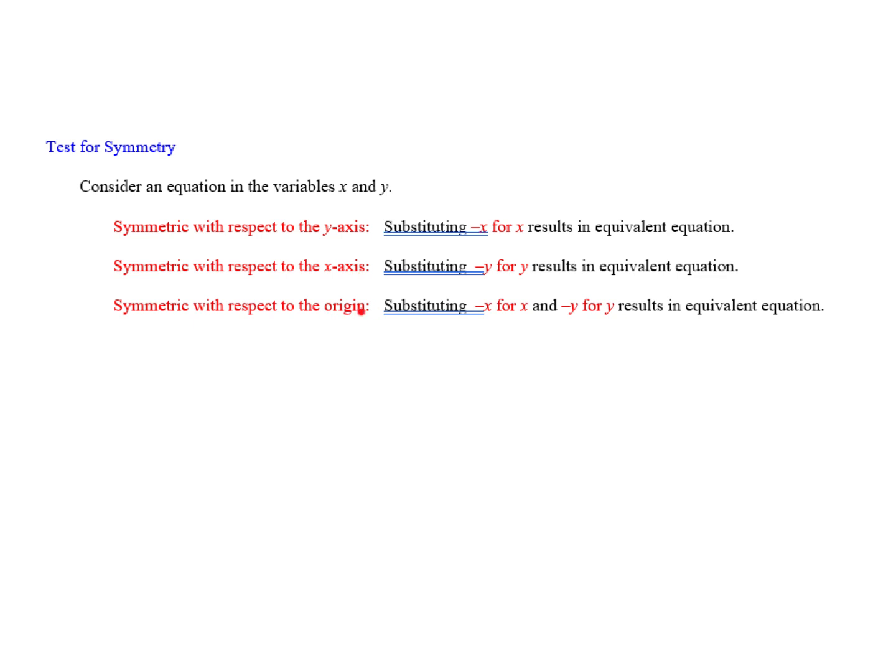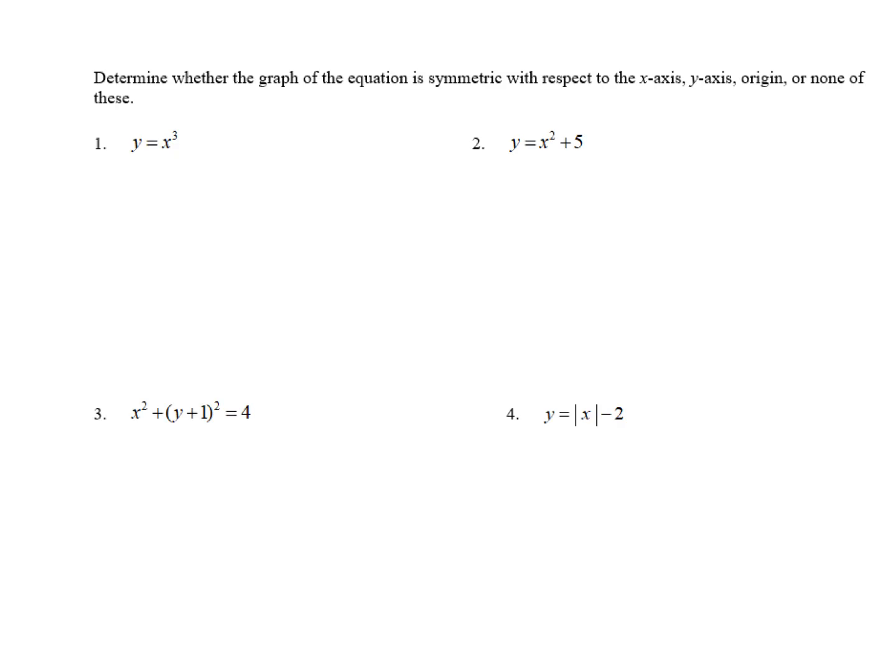Symmetric with respect to the origin is going to be substituting negative x in for x and negative y in for y, and seeing if you get an equivalent equation. So let's do some examples. Let's say I'm going to test for all three symmetries. I'm going to start with symmetry with the y-axis.